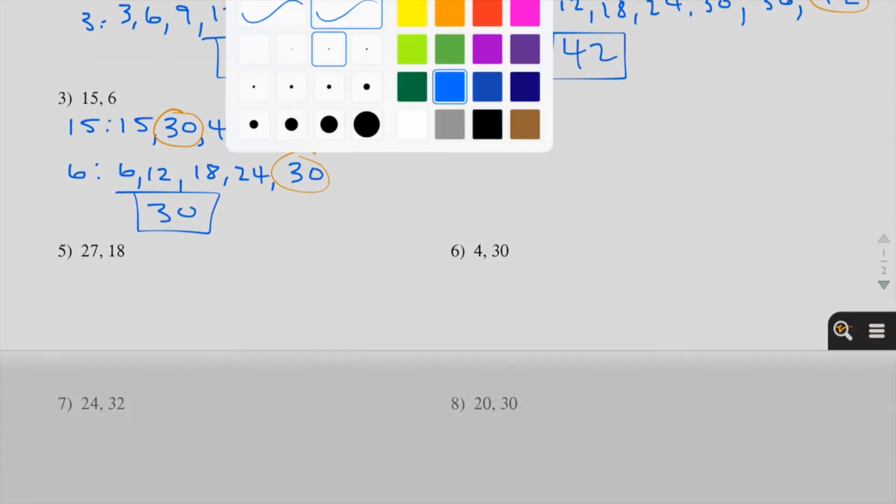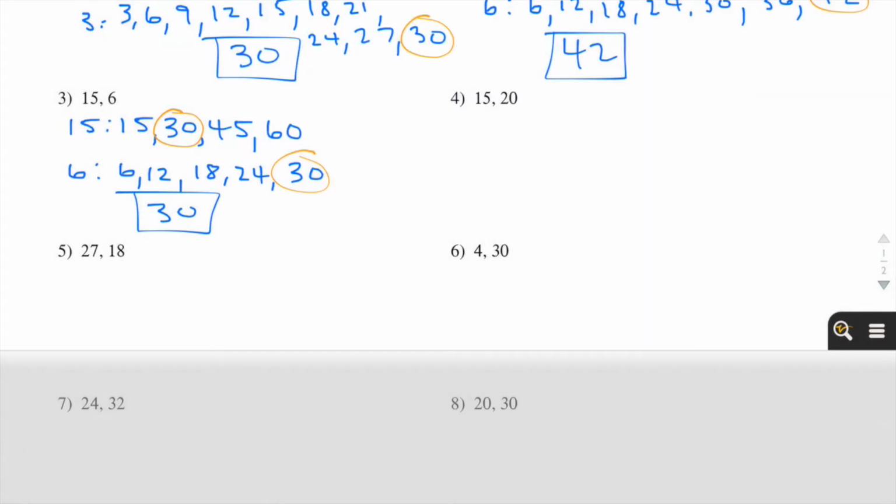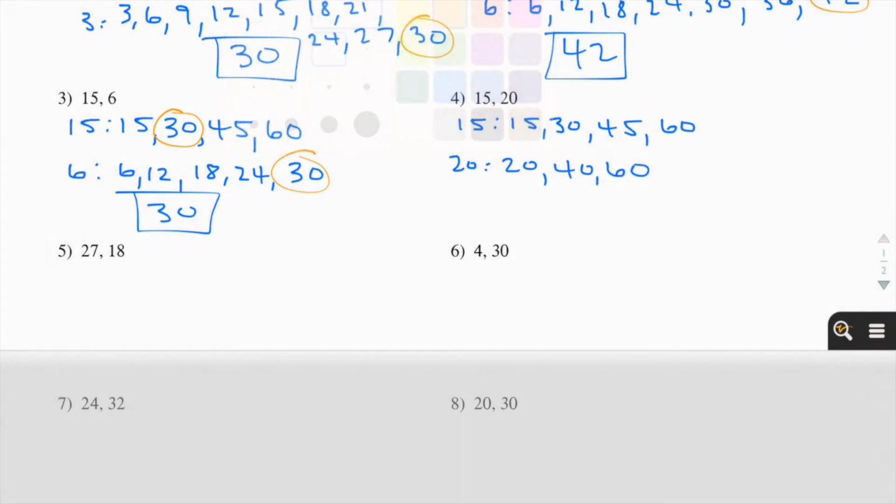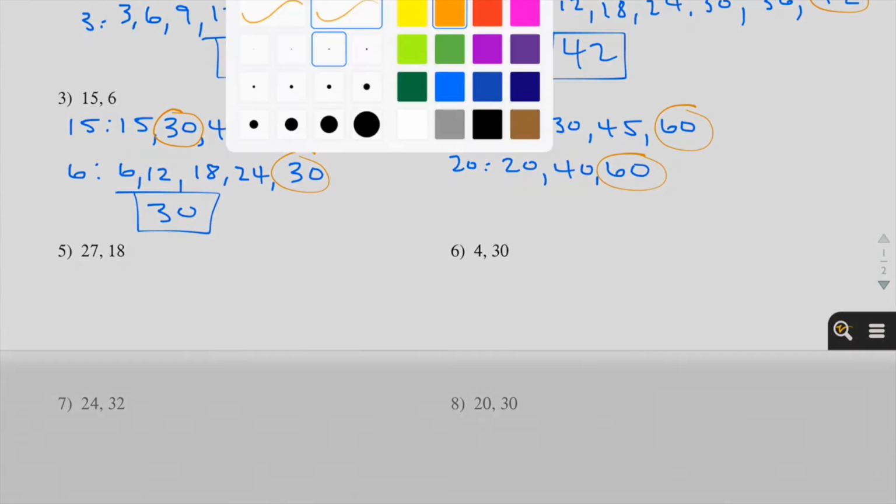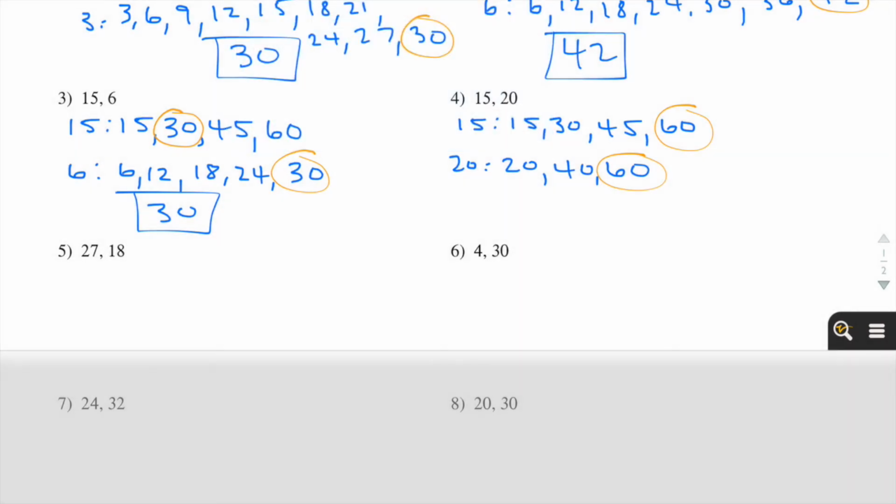Okay, number 4. 15 and 20. Let's put 15 first. We have 15, 30, 45, 60. Just stop there. Do it with 20. We have 20, 40, 60. We can stop because they both already share 60. So the least common multiple for 15 and 20 is 60.